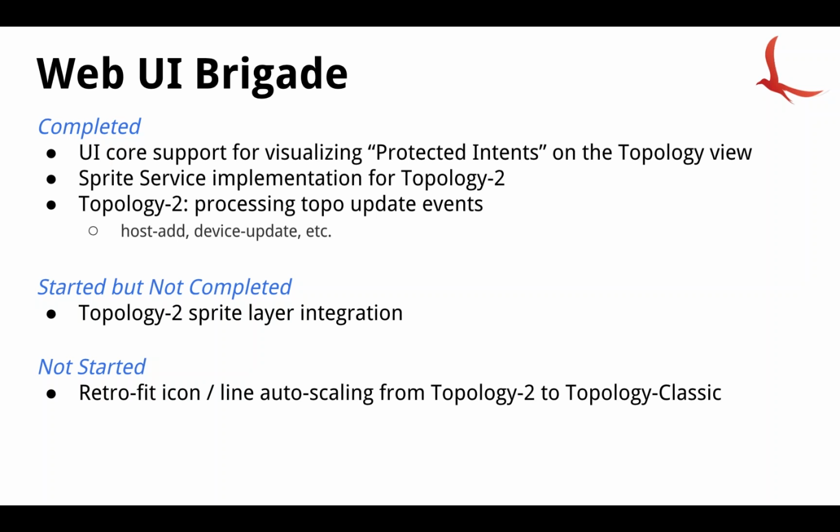With the Sprite layer integration, this is still work in progress. We're almost there to the point where we can demonstrate it, but not quite. We just didn't quite make it this week. But the basic feature is there. So hopefully it's just tweaking that's required for the remainder. We had put on our docket the item to retrofit the icon and lines auto scaling that we have in the new topology view back to the classic topology. We just didn't get around to doing that this time. That's it for us. Okay, thanks, Simon.